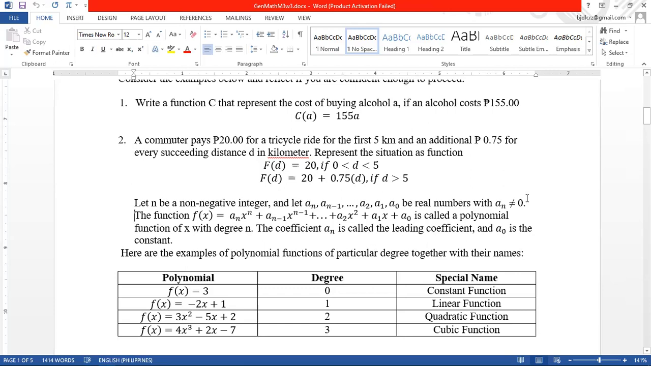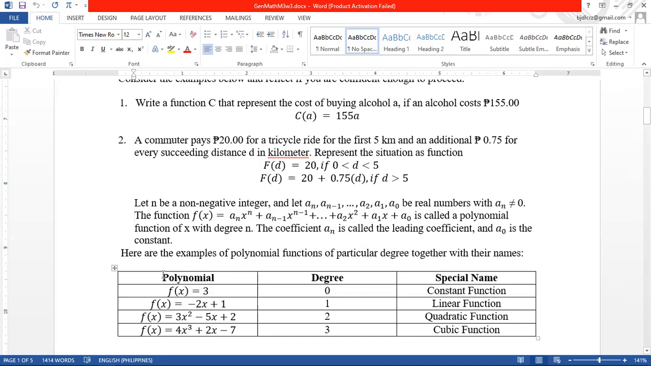The coefficient a sub n is called the leading coefficient and a sub 0 is the constant. The coefficient a sub n, the leading coefficient, should not be equal to 0. So here are the examples of polynomial functions of particular degree together with their names.